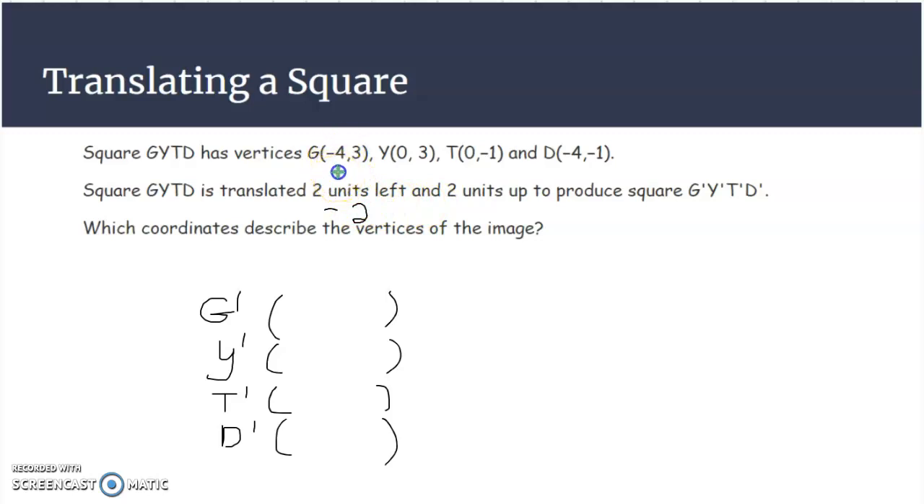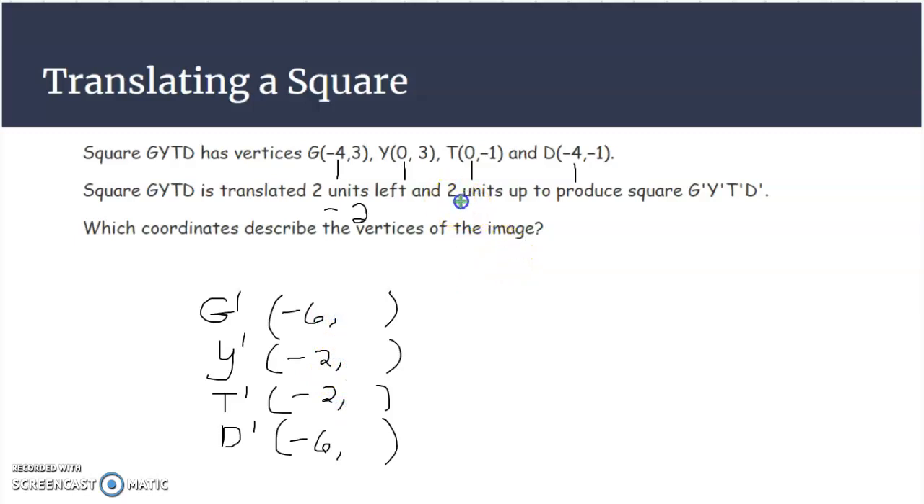So this -4 minus 2 is -6. 0 minus the 2 is -2. Again, 0 minus 2, -2. And lastly, the -4 makes a -6. So those are the new x coordinates after translating 2 units to the left.